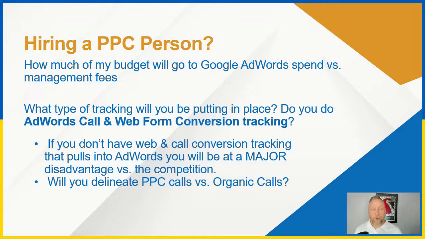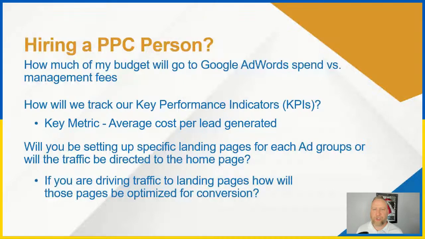I mean, you've got a lot of information from this to ask questions like, do you do conversion tracking? Do you send people to a landing page? Some of these things we've already gone through, which can really help you out. But here's some other things. Will you delineate pay-per-click calls versus organic calls? So when a lead comes in through the phone, will you know where it came from in the system? How much budget are you going to spend versus what are you as a management fee?